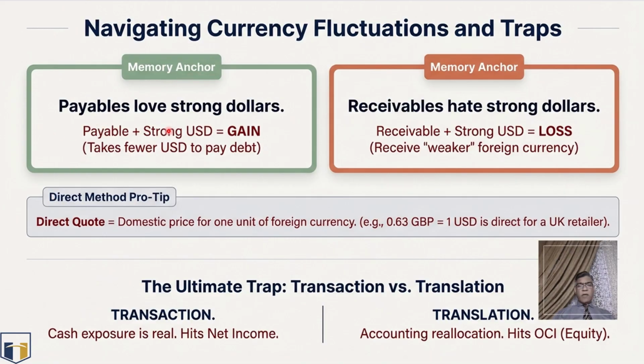Memory anchor: payables love a strong dollar, receivables hate a strong dollar, right? They love a weak dollar. And there is a direct quote. Do you know what that is? The domestic price of 1 unit of foreign currency. It is very important to learn.